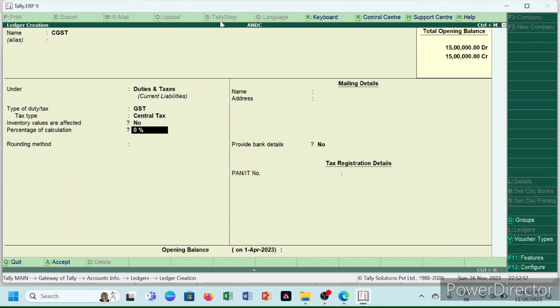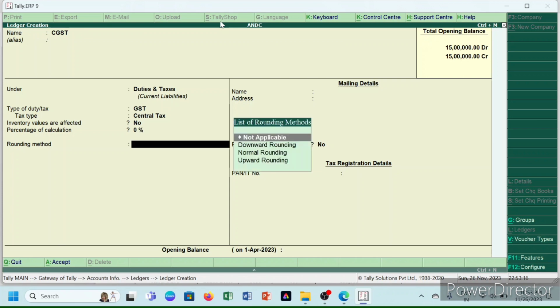0% because the percentage of calculation for each and every good we have already given in the stock. So we do not have to put here again and again. If we have already mentioned in the stock, we do not have to put here. If we have not mentioned there, then we will put here. So yes.